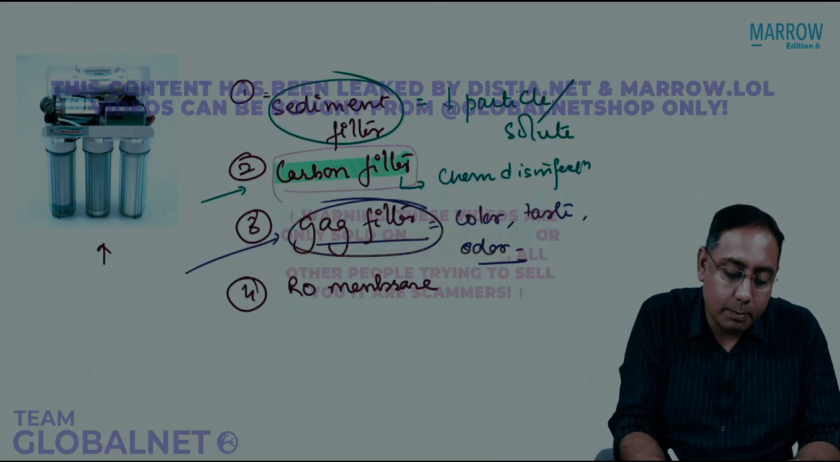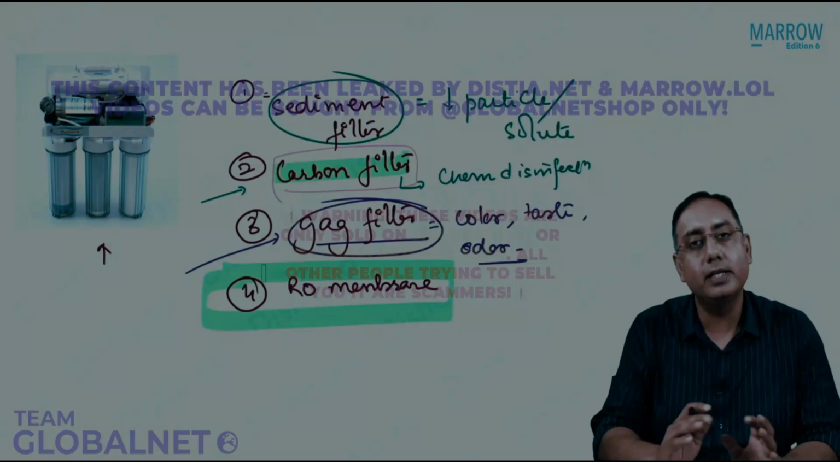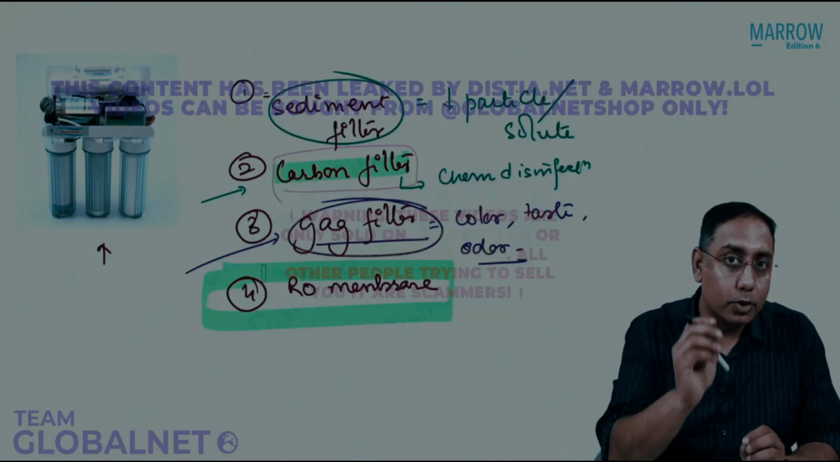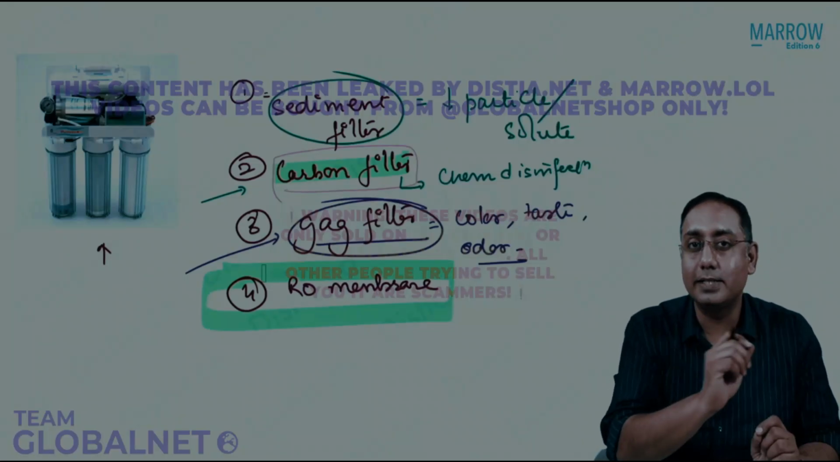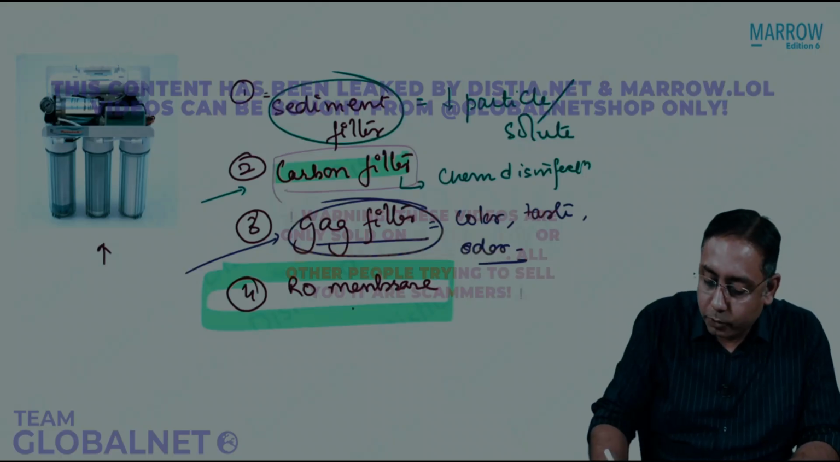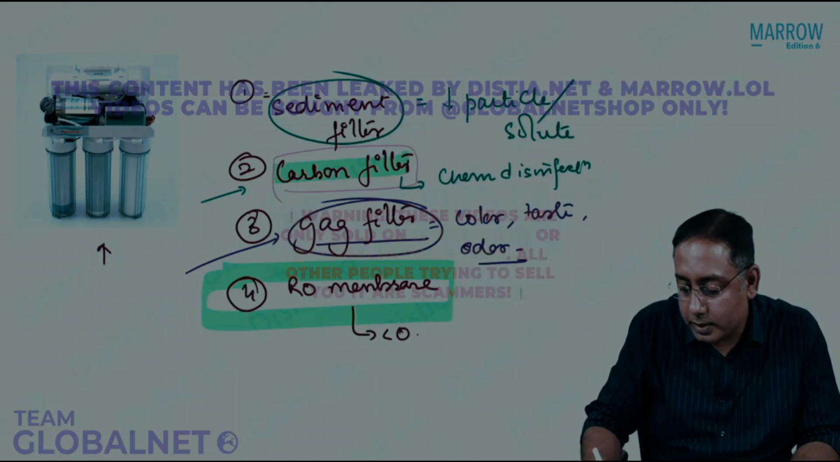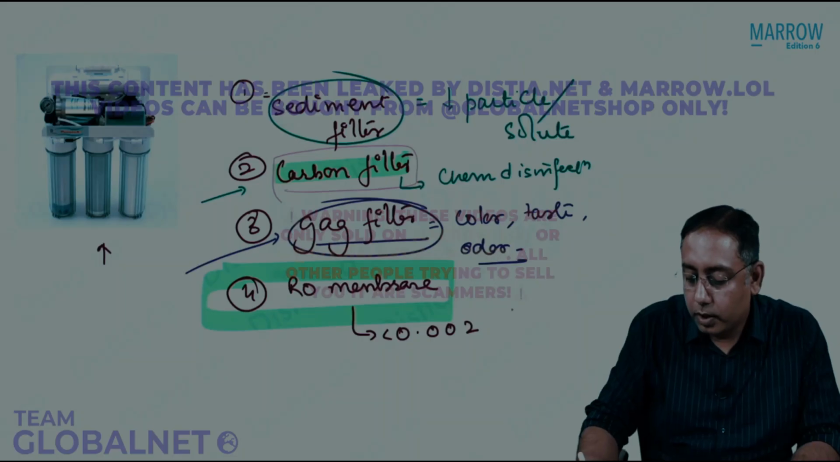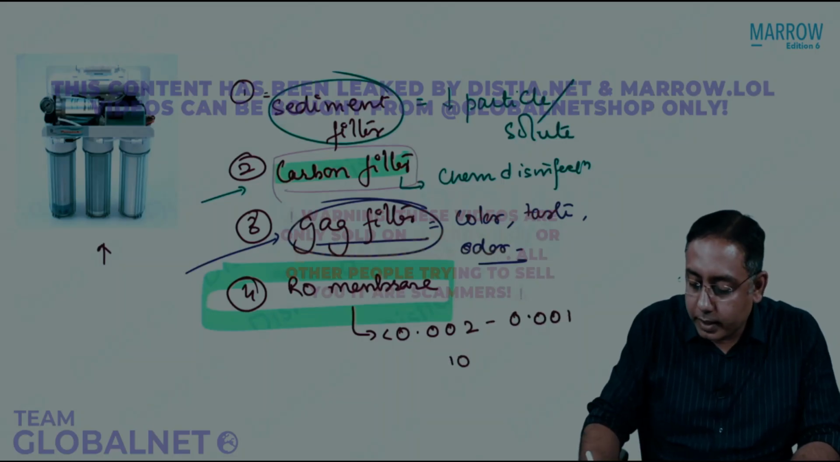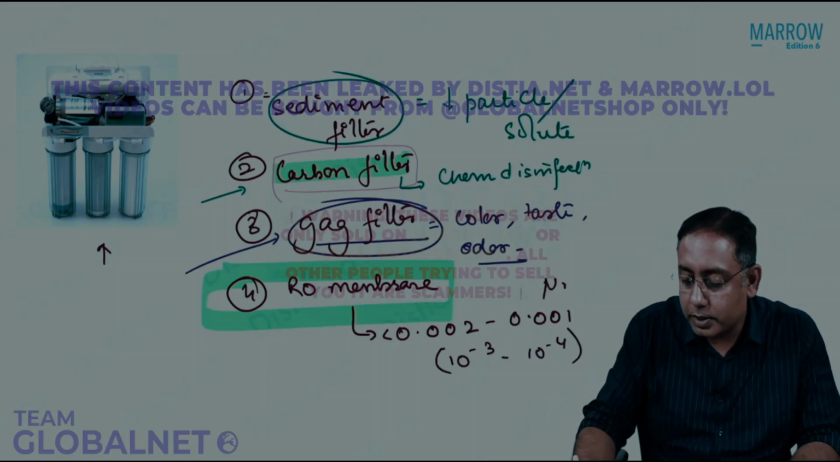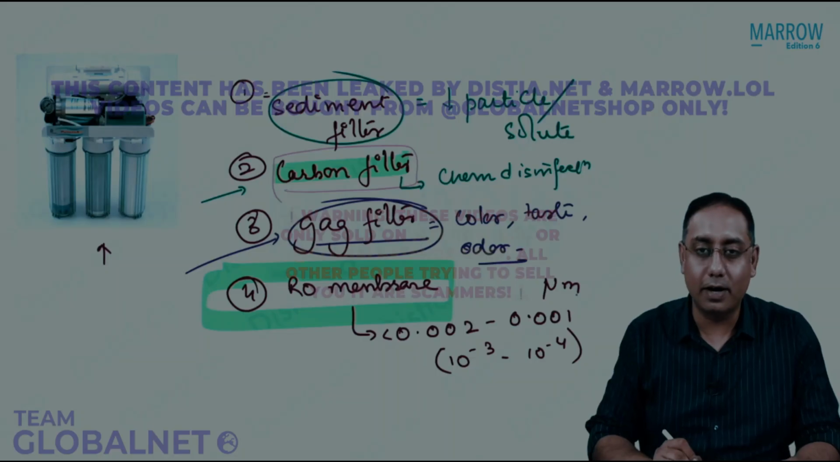And finally, what is the main functioning area? The main functioning area is the RO membrane. What is the pore size in RO membrane? It's the same size that you read earlier. The pore size in RO membrane would be less than 0.002 to 0.001. So it is 10 raised to power minus 3, 10 raised to power minus 4 micrometers, is the pore size in an RO system.